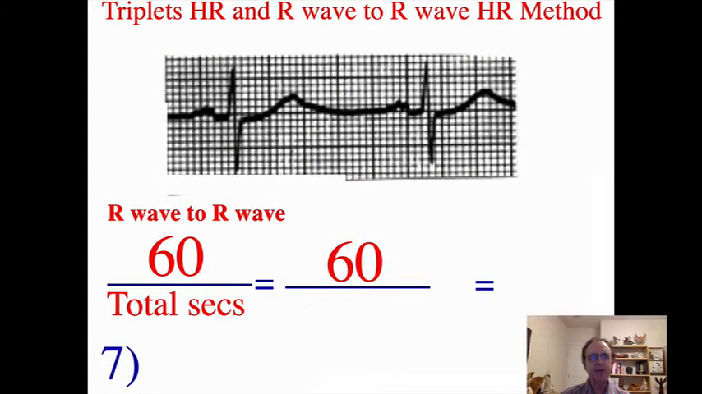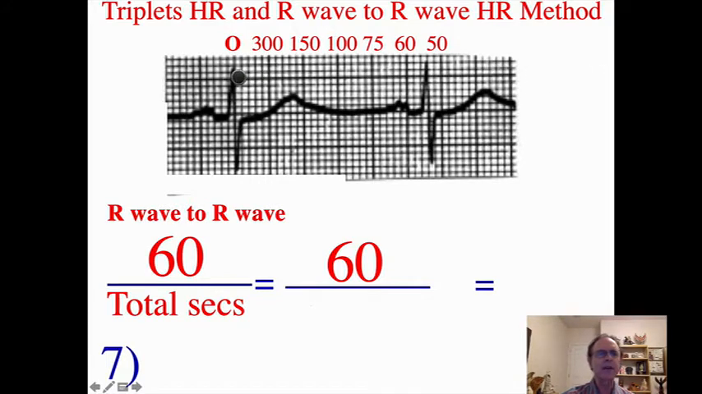Okay, here we got it. Number 7, triplets heart rate and R-wave to R-wave heart rate methods. I'll get you started on the triplets. So here we see our triplets taking us to greater than 50 beats per minute. And now, what are the total seconds, class? What are the total seconds?